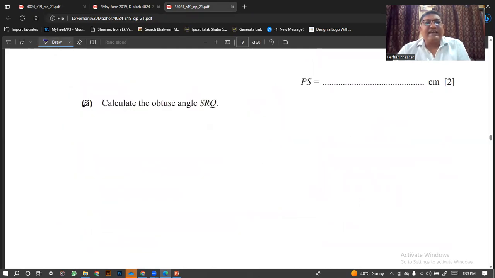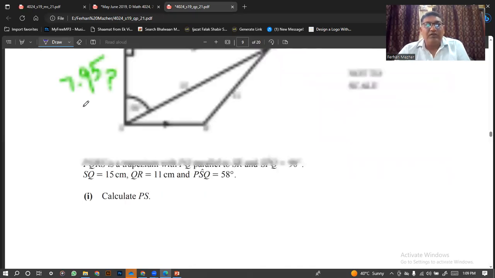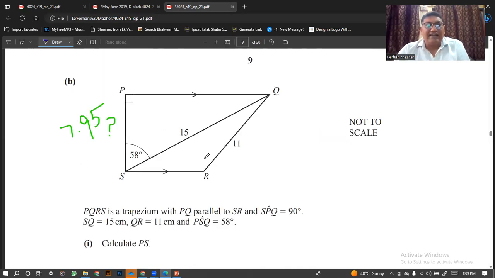What is the question? They say calculate the obtuse angle SRQ. They want me to find this angle, but this is an obtuse angle. Because this is 90, this whole angle will also be 90. So from 90 subtract 58, you will have 32. So this angle is 32.